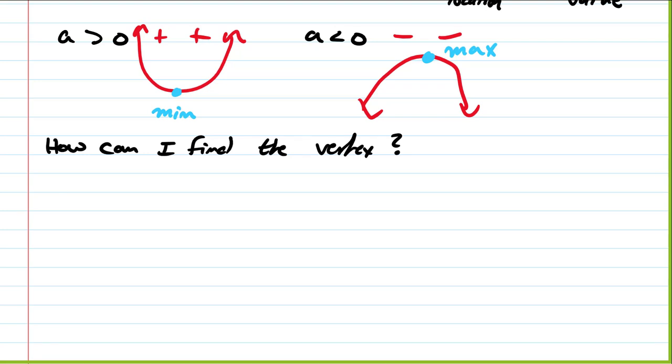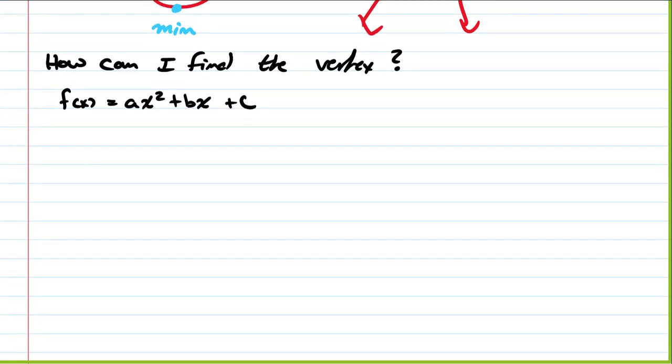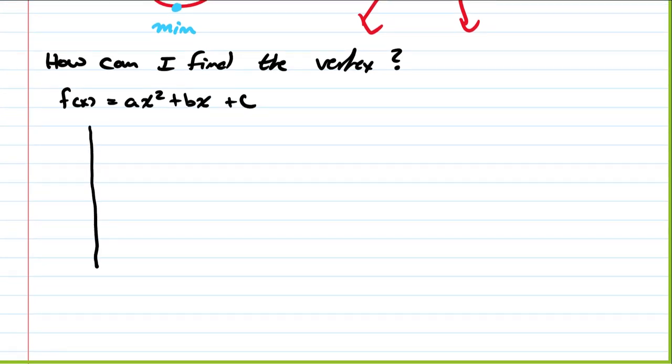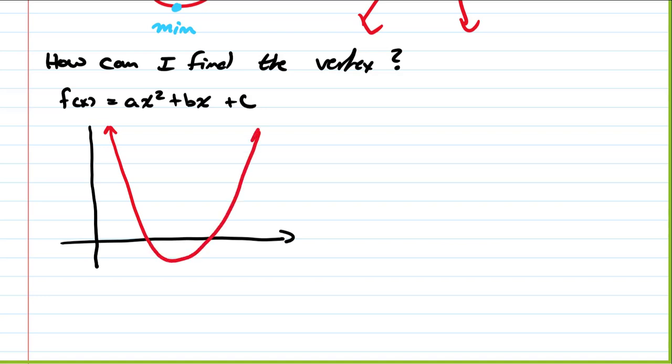So if we have a function in standard form, f of x equals ax squared plus bx plus c, we're going to draw a picture just to help us out. So I have some parabola. I'm going to assume that it opens up. The same thing would work if it opens down. So if I were to have a parabola, it would look something like this.